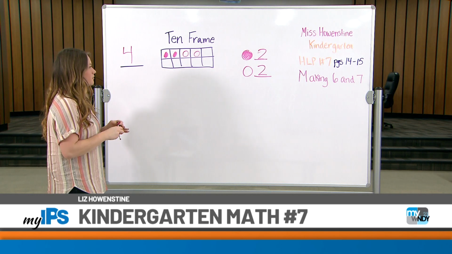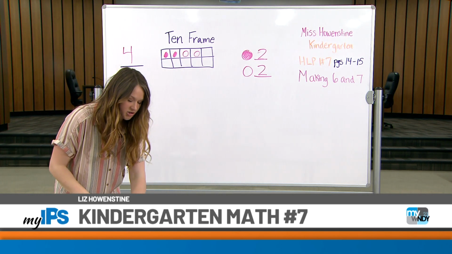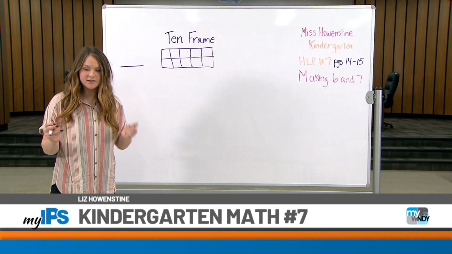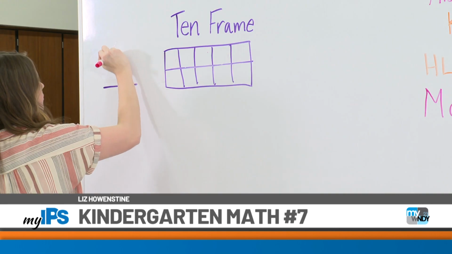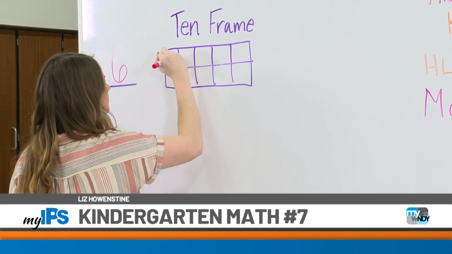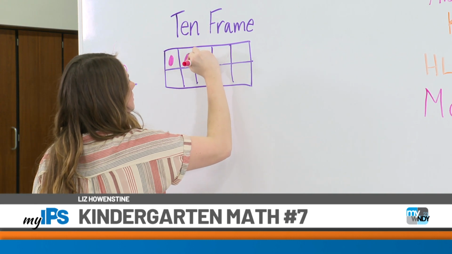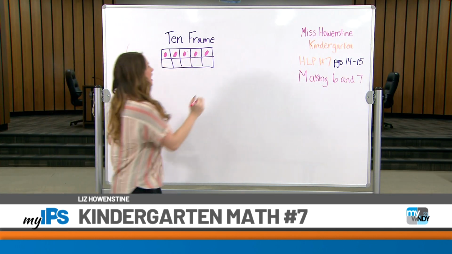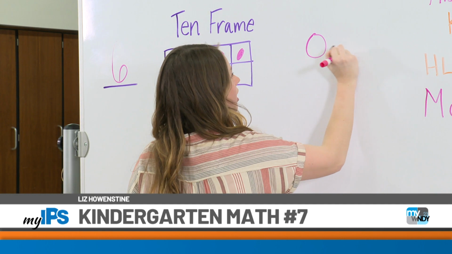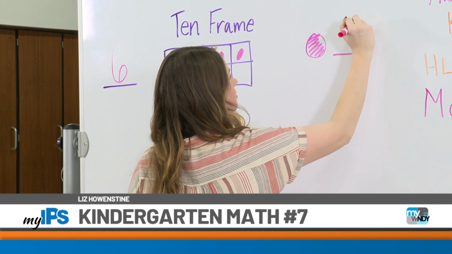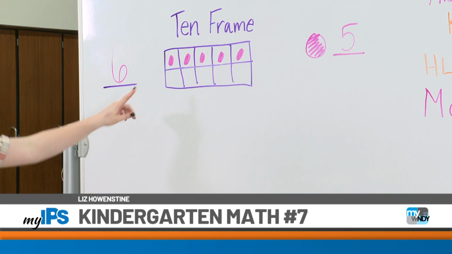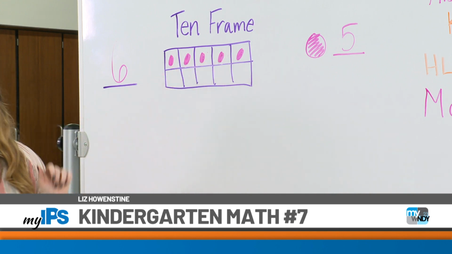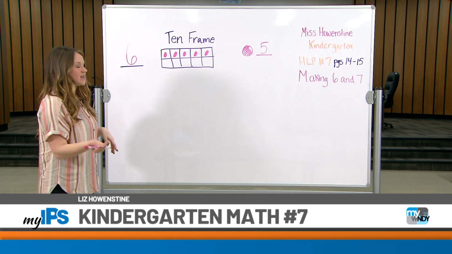So if we're looking at page 14, let's go ahead and look at that page, and we're going to do the first problem together. So in your packet, you have the number 6 over here to the side, and you already have 5 dots that are colored in. So you already have 5 of our colored in circles. Okay, but we need to figure out how can we make 6? How many more do we need? How many more do we need to make 6? We have 5, so how many more do we need to make 6?